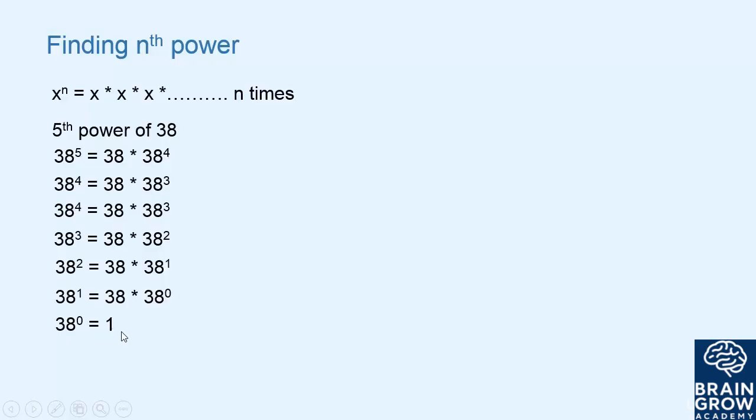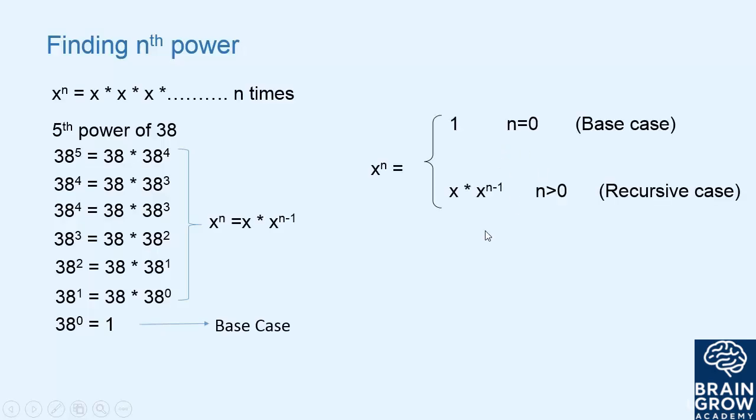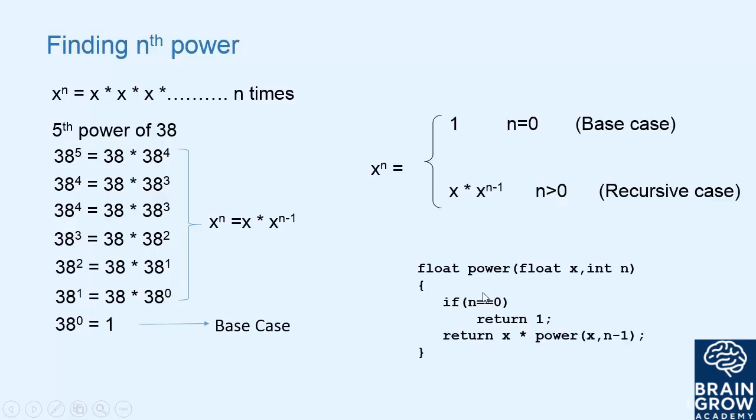Now we know that any number raised to the power 0 is 1. So this acts as the base case. So this is our base case and this is the recursive case. This is the recursive definition and this is the recursive method for finding nth power of a number x. Now let's trace this method.